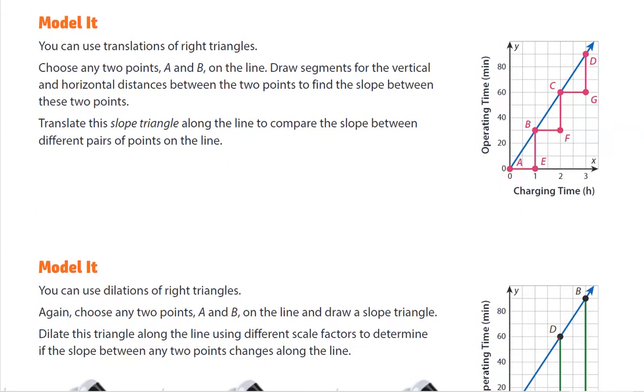Okay, so the first modelet has right triangles translated. So choose any 2 points on the line, A and B.